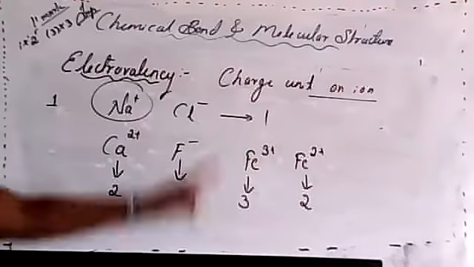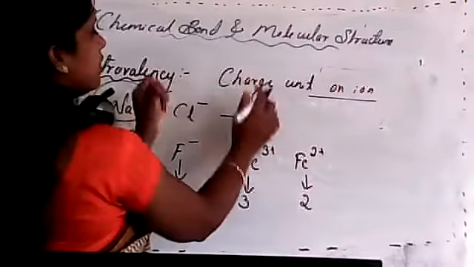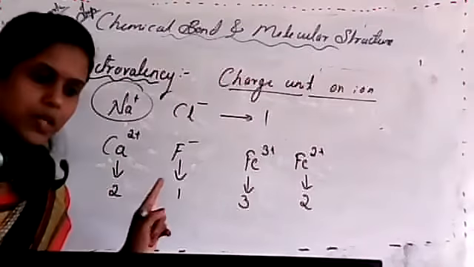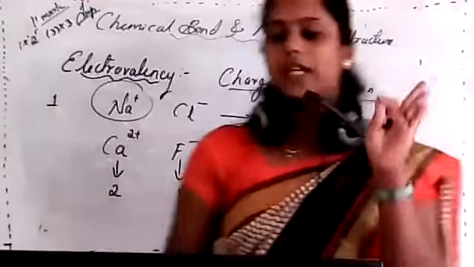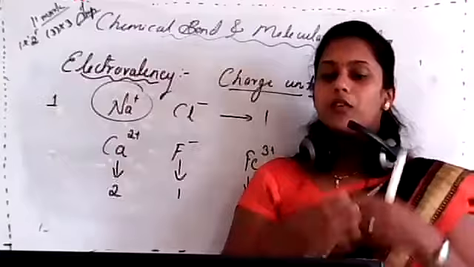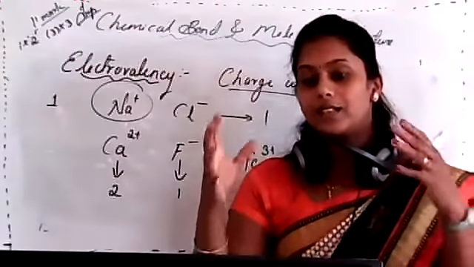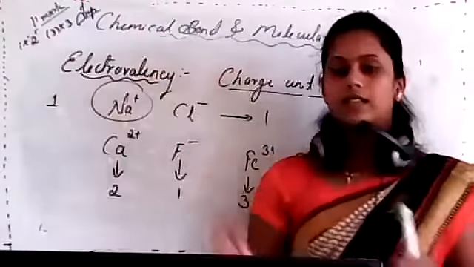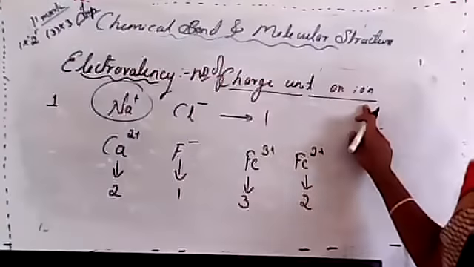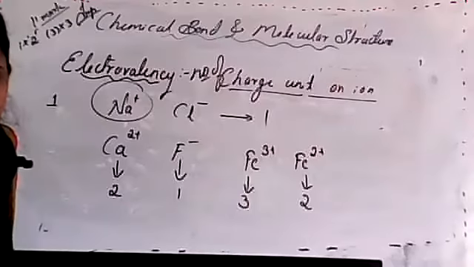What is electrovalency? It is the number of charge units. We consider charge units, okay, it is not only charge. It is charge units over the ion. Is this clear, student? Electrovalency is different from electrovalent bond. Electrovalent bond is the force of attraction between positive and negative ions which holds those constituent ions together, known as electrovalent bond or ionic bond. What do you mean by electrovalency? Electrovalency is nothing but the number of charge units on that ion. Clear, student?